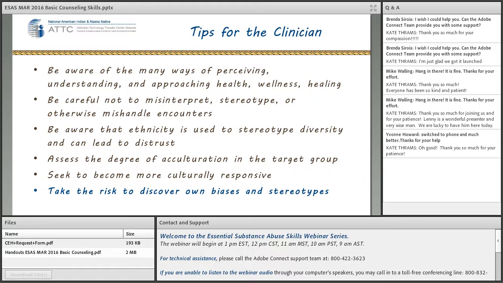Here are tips for the clinician. Be aware of the many ways of perceiving, understanding, and approaching health, wellness, and healing. Be careful not to misinterpret, stereotype, or otherwise mishandle encounters. Be aware that ethnicity is used to stereotype diversity and can lead to distrust. Assess the degree of acculturation in the target group. Seek to become more culturally responsive. Take the risk to discover your own biases and stereotypes. That's really important.